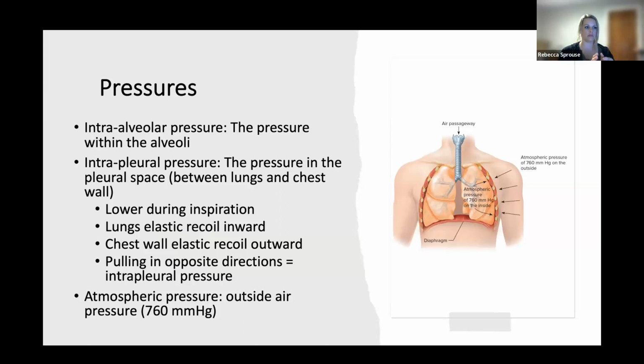The two major pressures that you need to have a really good handle on are the intra-alveolar pressure, the pressure inside the lungs, and the atmospheric pressure, the outside air pressure, which we call 760 millimeters of mercury. So you have this atmospheric pressure of the outside air pushing on your lungs. At rest, you have an intra-alveolar pressure also of 760 on the inside, and this is at equilibrium. We're going to talk about when these things are not at equilibrium, which is during inspiration and expiration.